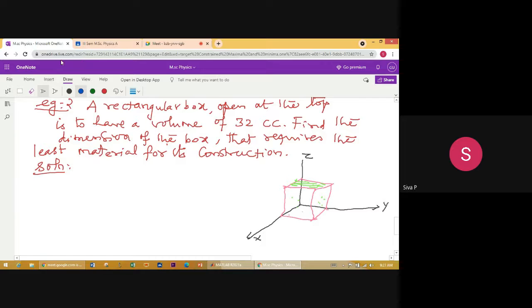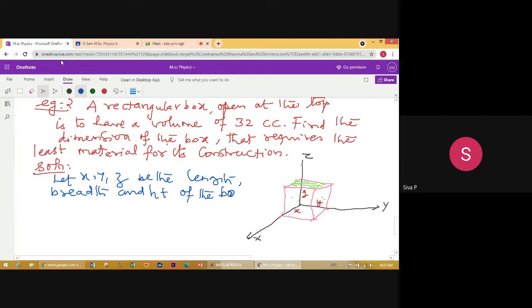So what is the length, breadth, height? Let x, y, z be the length, breadth, and height of the box respectively.